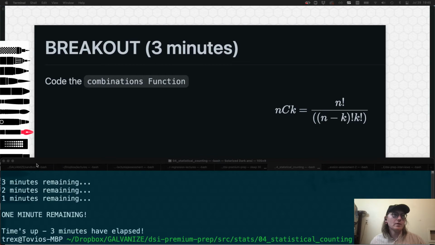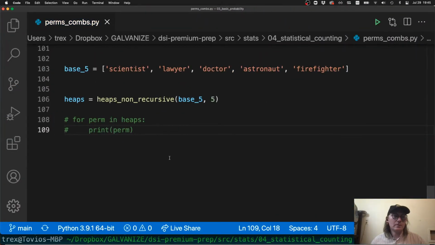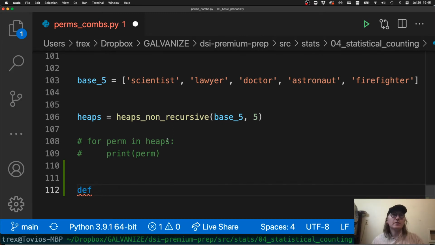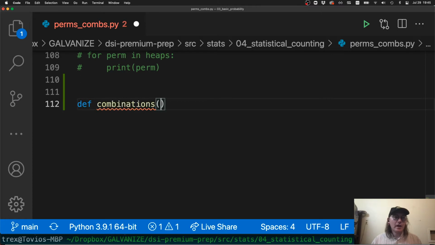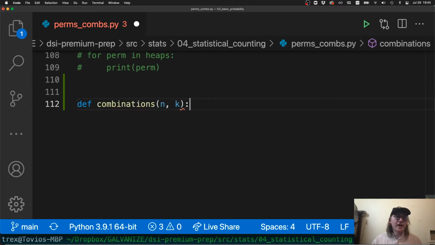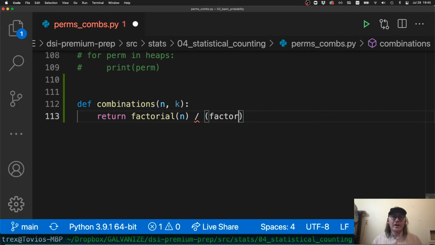Okay, so I'll write this in a couple of ways. We can just say def combinations, and we can say n, it's n choose k. We can return the factorial of n divided by the factorial of n minus k multiplied by the factorial of k. That is perfectly fine.